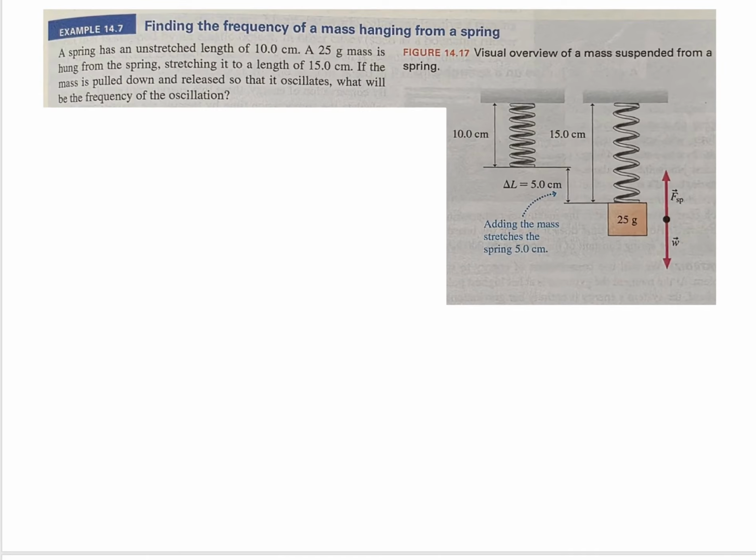So, finding the frequency of a mass hanging from a spring. A spring has an unstretched length of 10 centimeters. So let's go ahead and switch that right away: 0.1 meters. A 25 gram mass, so again right away, 0.025 kilograms, hung from the spring, stretching it up to a length of 15 centimeters. Okay, so we switch that, 0.15 meters. If the mass is pulled down and released so that it oscillates, what will be the frequency of the oscillation?